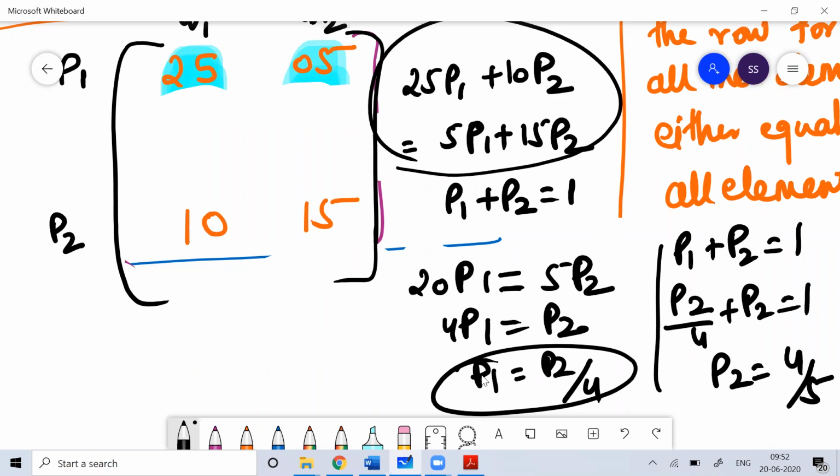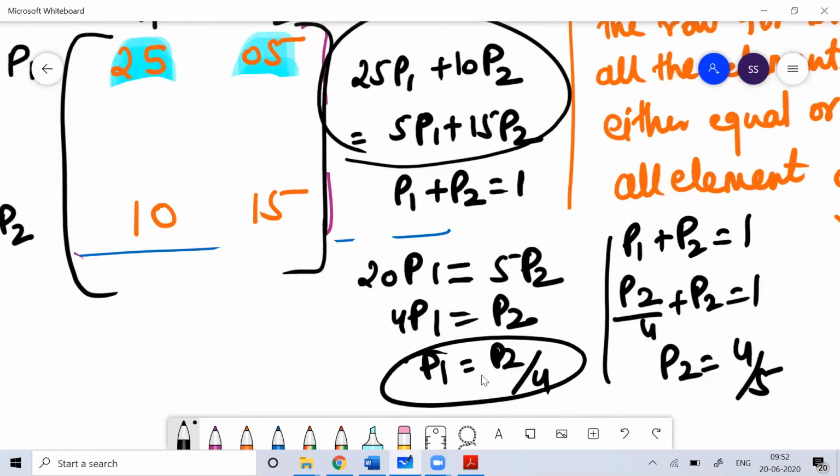So P1 plus P2 equals 1. In place of P1 you can write P2 by 4. So the value of P2 you will get is 4 by 5. The value of P1 would then be 1 by 5, and it's simple because the total sum of probability is 1.